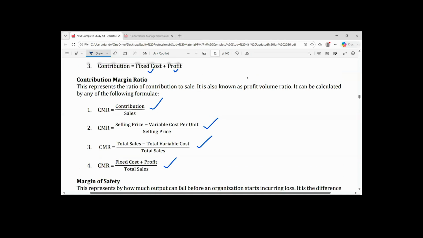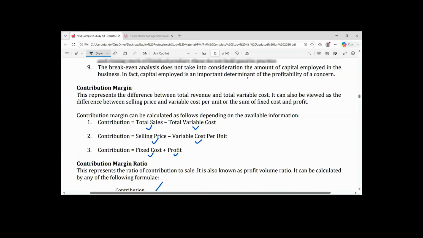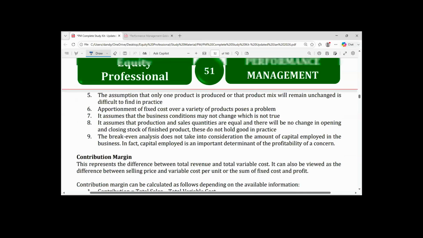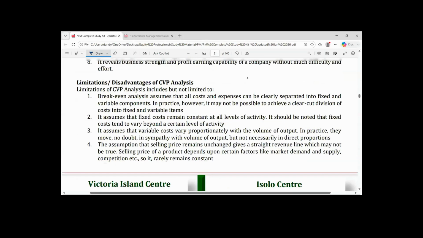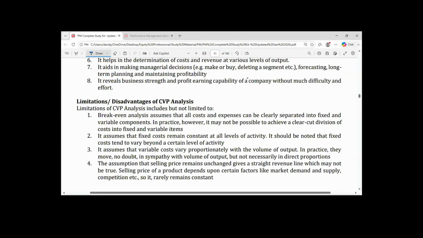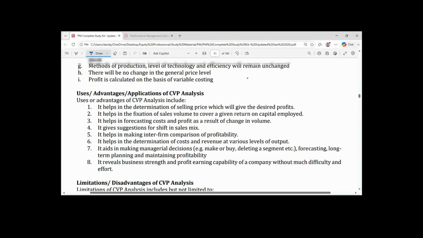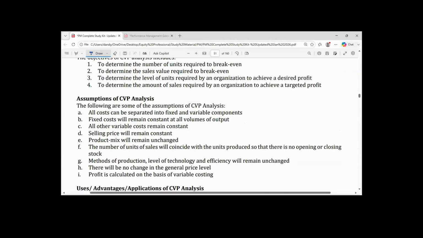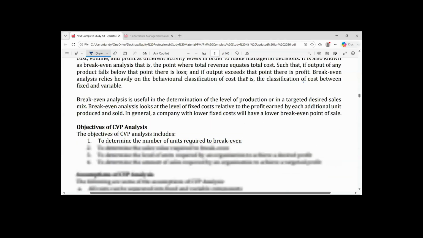Now, let me call your attention to some scope of the syllabus, of the scope of CVP analysis that you are going to study on your own. So I need you to go and form a note. You already have it in this learning material, so I don't need to be wasting time discussing this with you. So you can form a note.